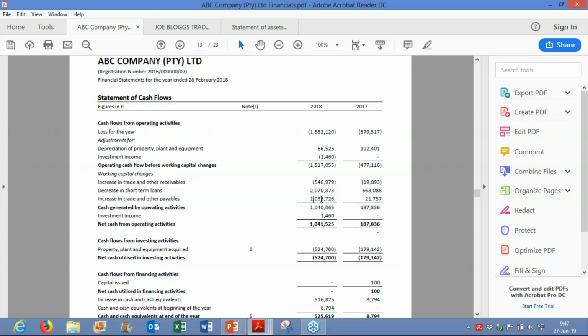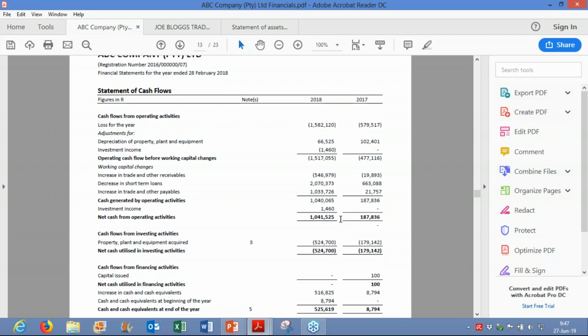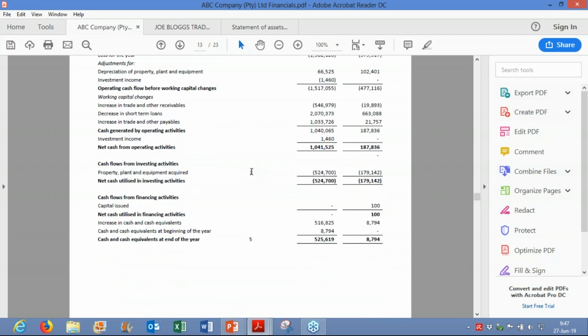And then trade and other payables, that increased, so it's an inflow because we are saying we are actually receiving that credit to use and we only have to pay them at a later stage. So it's something that we can then use in terms of our working capital. If we look at our investing activities, and this links directly to your property, plant and equipment note, you can see that we spent about 500,000 Rand, or this company spent 500,000 Rand on property, plant and equipment that they acquired for that year.